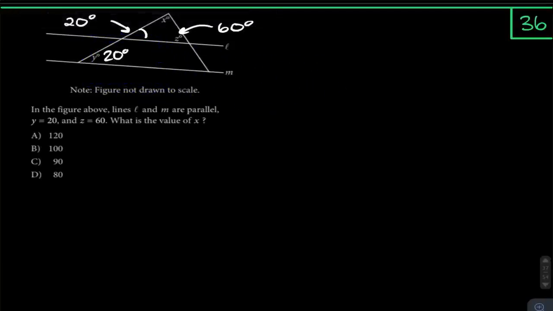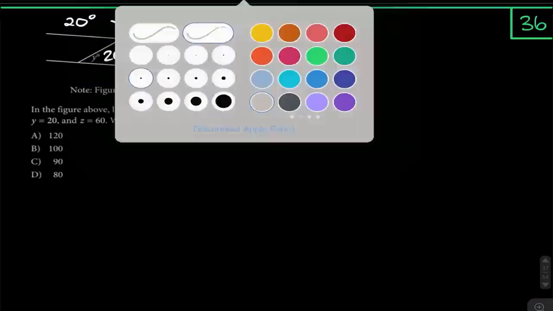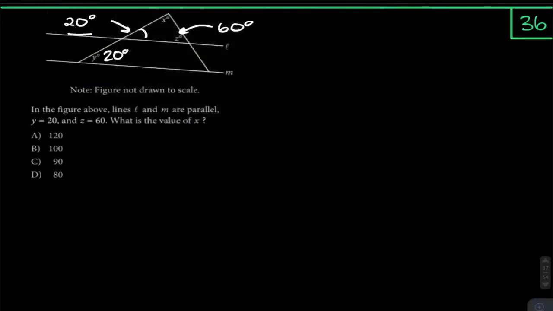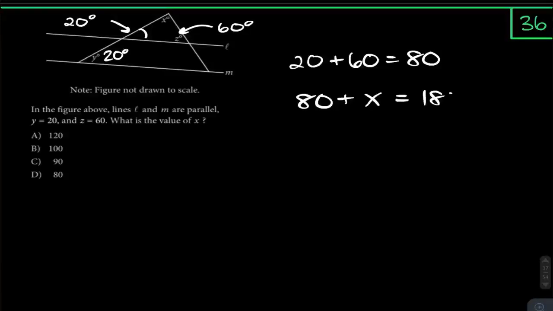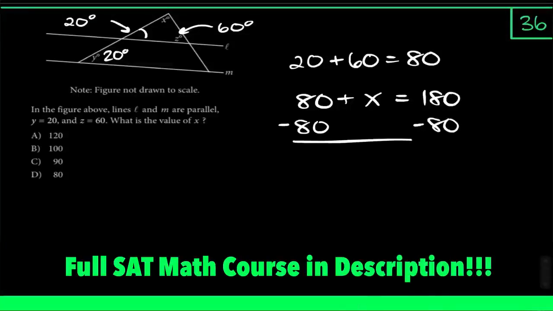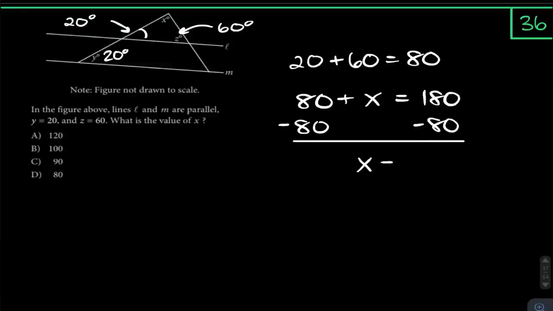But yeah, so now we know that, oops, gotta pick the white. There we go. 20 degrees and 60 degrees are the two angles of the triangle. And so together we get 80 there. And so 80 plus x is going to equal 180, because that's all the angles in the triangle. So we subtract 80 on both sides, and we get that x is equal to 100. Okay? And that right there is choice B.